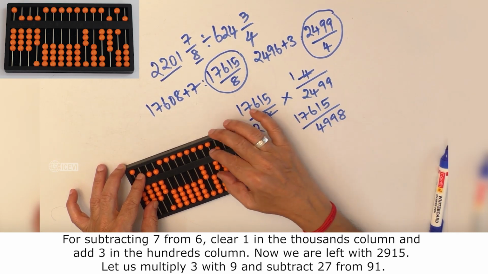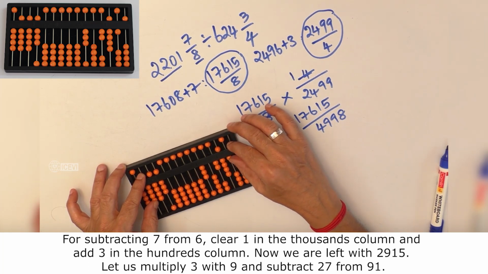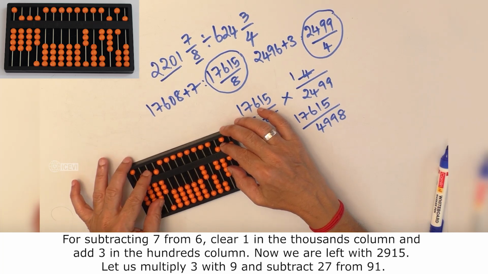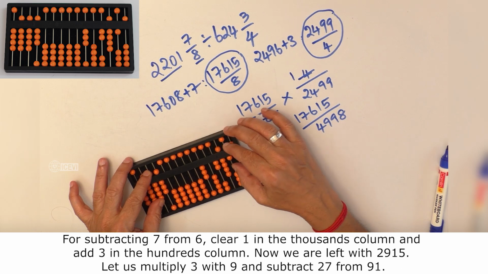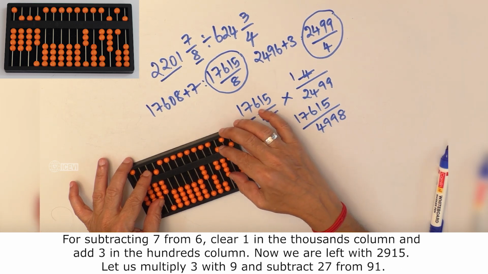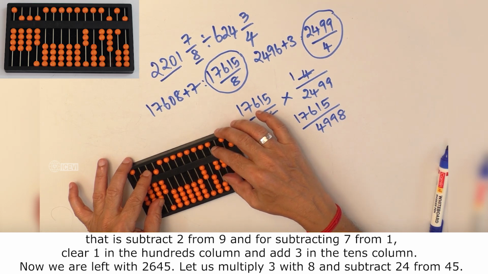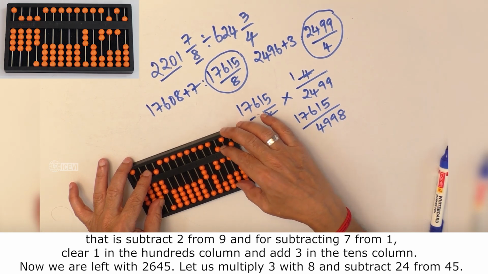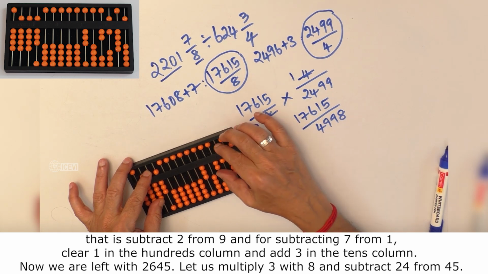Now we are left with 2,915. Let us multiply 3 with 9 and subtract 27 from 91, that is subtract 2 from 9, and for subtracting 7 from 1, clear 1 in the hundreds column and add 3 in the tens column. Now we are left with 2,645.